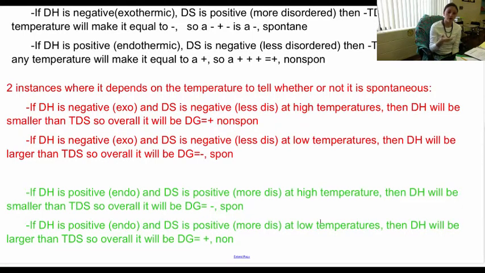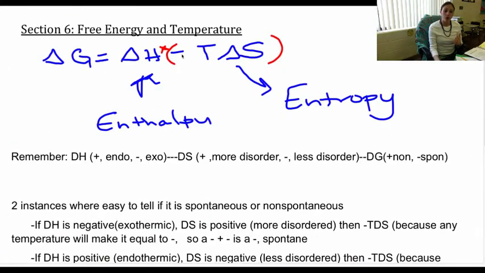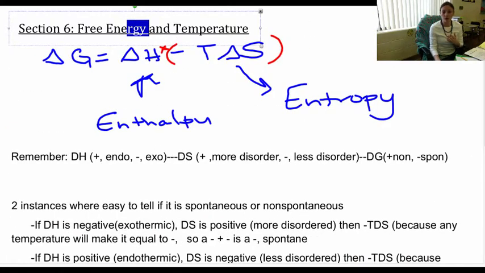On the flip side, if you have a really low temperature, that means that delta H is going to be a larger number than T delta S, so overall it's going to be positive, which means it's non-spontaneous. Basically, you're just going to look at whether this number here is bigger or smaller than this number here. If the H is bigger than the T delta S, then you're dealing with a positive number. If the T delta S is bigger than the H, then it'll be negative.